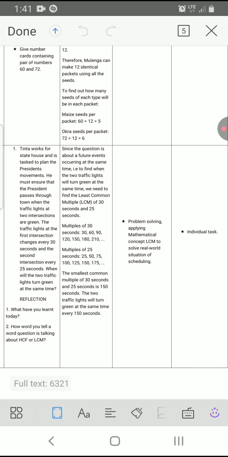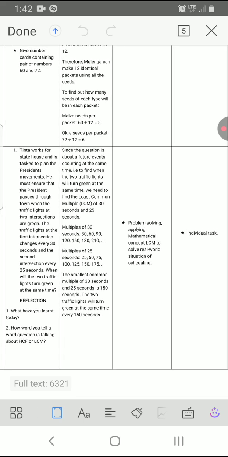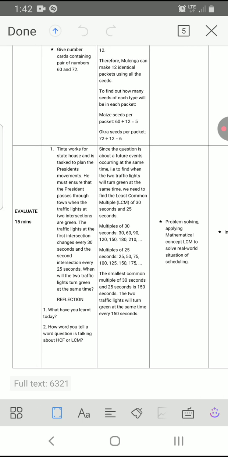Then our target competence here is problem solving, applying the mathematical concept of lowest common multiple to solve a real world situation or scenario of scheduling. We are regarding this as a task, so it is individual work. That is our strategy.